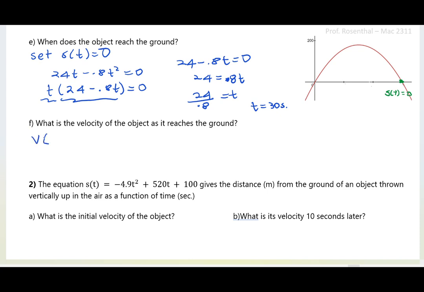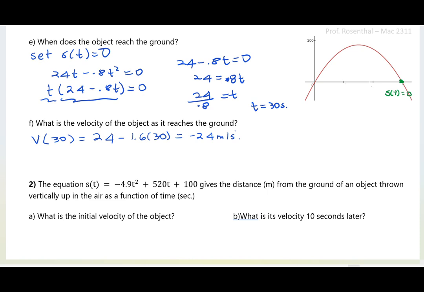So we want the velocity at the moment it hits the ground, so at 30 seconds, it's coming down with a velocity. And we go back to our velocity equation, which was 24 minus 1.6t, and t is 30. So if we simplify that, we should get negative 24 meters per second. And the negative represents the fact that it's going downwards at that point.